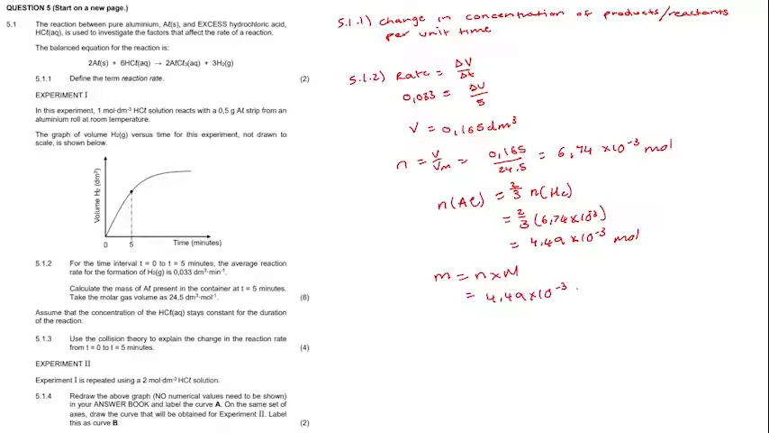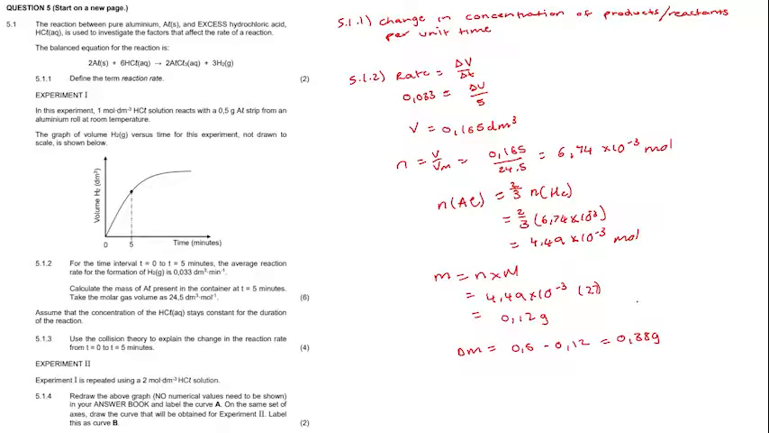And we have a molar mass of 27. We then get our mass to be 0.12 grams, and that's how many grams reacted total in the whole reaction. We then take our initial mass of 0.5 and we minus the amount that reacted, and we get 0.38 grams. And that is how much of Al is remaining in the container after 5 minutes.